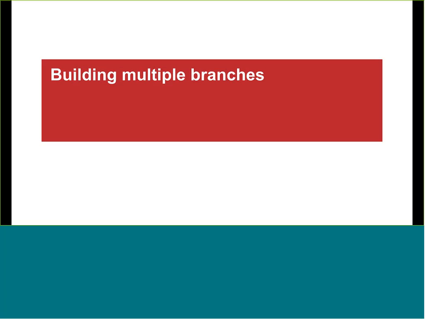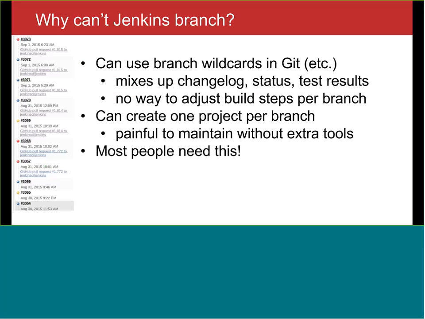All right, so now I'm going to talk about probably the most important feature here, which is the ability to build multiple branches of source control cleanly. There's long been a problem in Jenkins that there is no straightforward way to create one project that would handle a lot of different source control branches at once. So one of the workarounds that people tend to use is to use branch wildcards for some systems, especially Git.